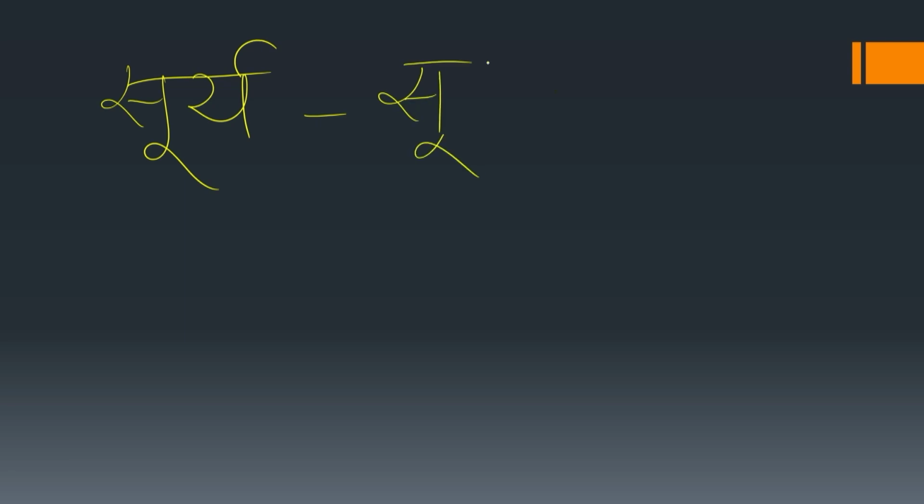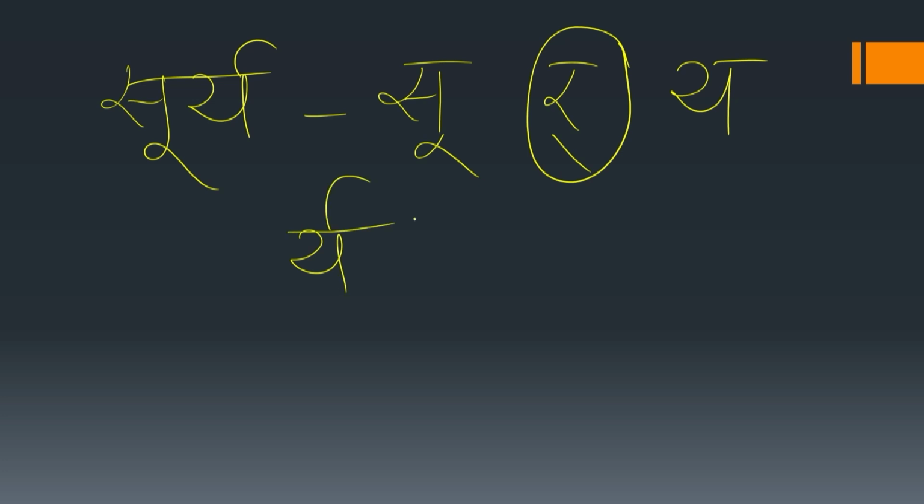So in Surya, there is R over here and here. So this takes the form of a hook. Surya. When R is final in a compound, it is represented by a small diagonal stroke. For example, Praveen. Praveen is the name of a person.